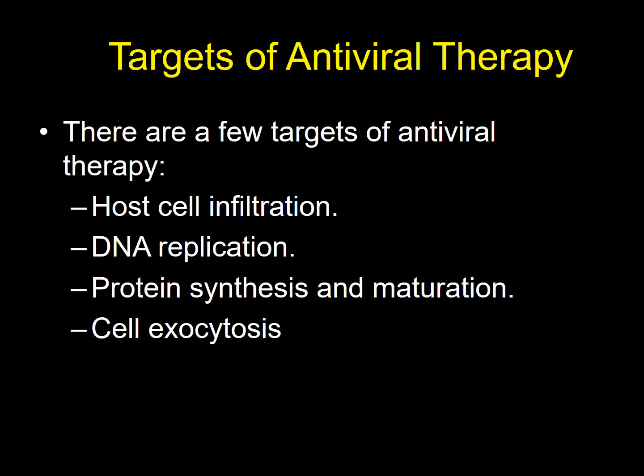Protein synthesis and maturation. Not that viruses make their own protein in the same way that bacteria do, but the way really that viruses are able to replicate is they get into a human cell and then they use the human's mechanisms of protein synthesis to copy themselves and proliferate. And then after that virus has matured, it has to be ejected from the cell and go out into circulation, and sometimes we can interfere with that. So these are the primary targets of antiviral therapy. Keep this in mind as we proceed with the discussion.